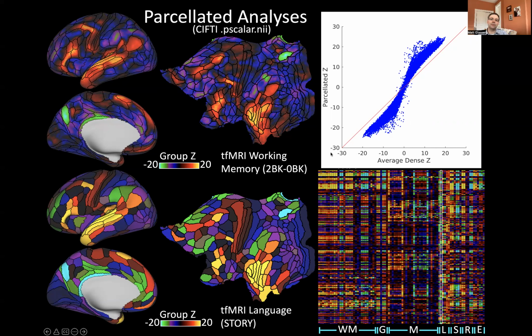And if those approaches were equivalent, the blue dots would be along this red line here, but they're steeper than the red line, indicating that parcellating first and fitting the GLM second is the better approach.